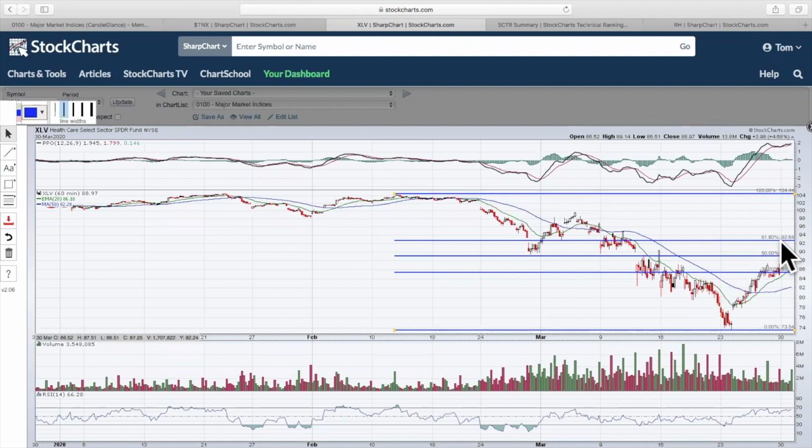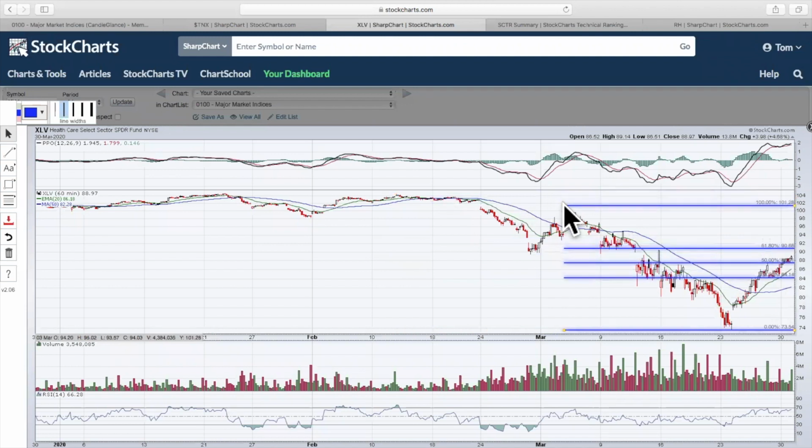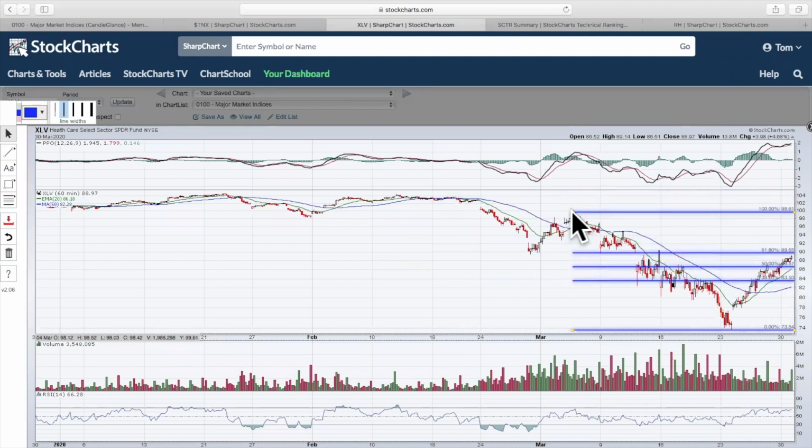Remember, the XLV has been a relative leader. So we're seeing strength here, and that's why we're already up into this zone of Fibonacci retracement. Let's go ahead and take a look from this high. Now from here, you can see we're already past 50%, getting very close to the 61.8% level. So healthcare has clearly been an outperformer, and this is an area I would continue to focus on.